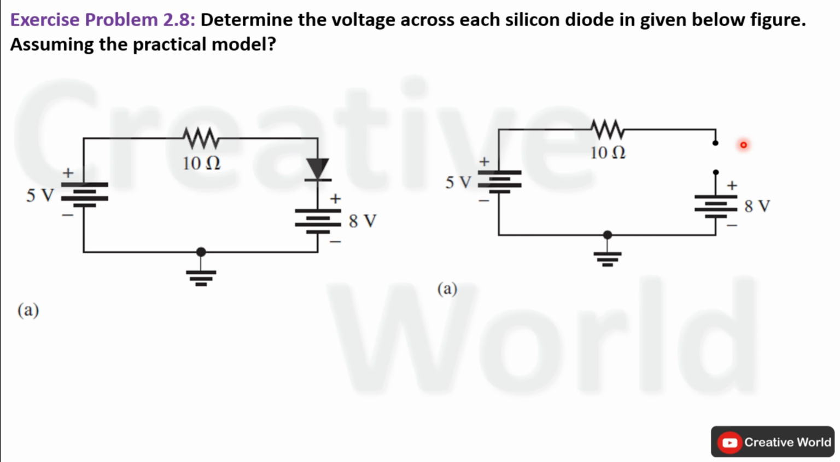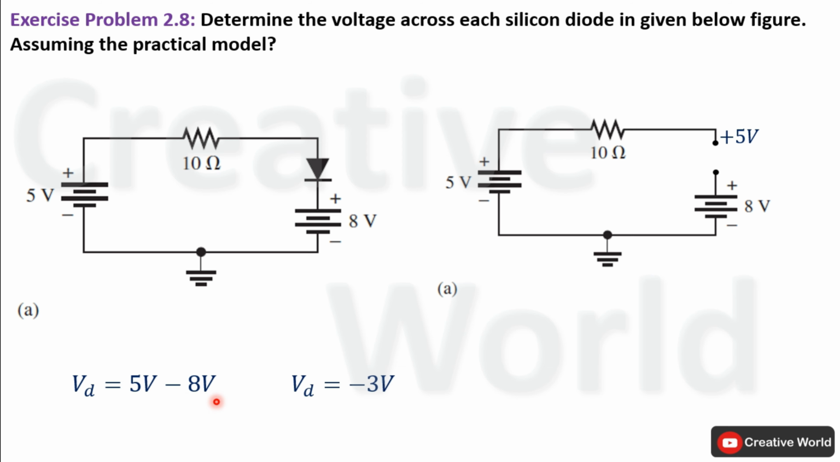In this case, positive 5 volt is appearing across this end of the diode, while positive 8 volt is appearing across this end of the diode, and we have to find the voltage across this diode. In order to do that, we will take the difference of these two voltages. So the voltage difference across this diode will be equal to 5 volt minus 8 volt. It will become minus 3 volt. So minus 3 volt will be appearing across this diode.